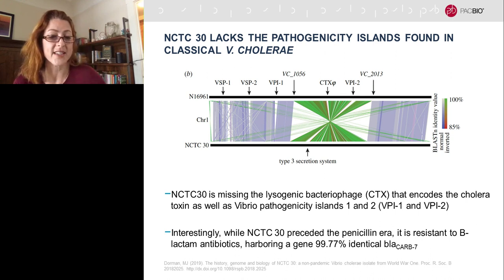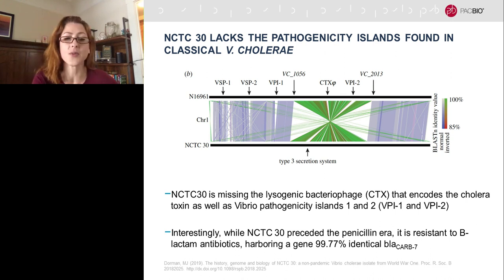So that's very interesting to note that this patient was sick with diarrhea, even though these very important pathogenicity islands were missing. Also very interesting is that while NCTC 30, which was collected in 1916, preceded the penicillin era, it is resistant to beta-lactam antibiotics, and it harbors a gene that is almost identical to blaCARB-7, and differs only by 2 base pairs from that.